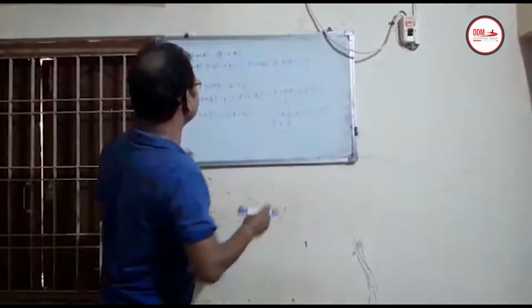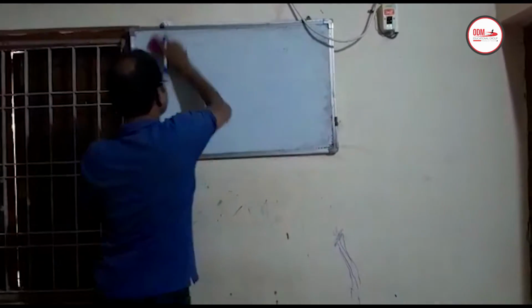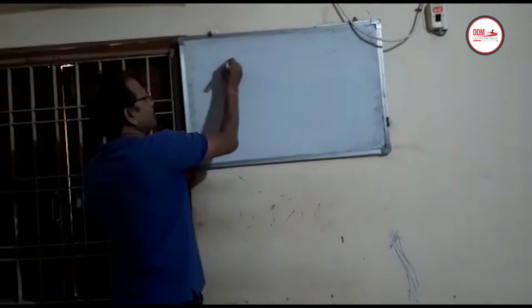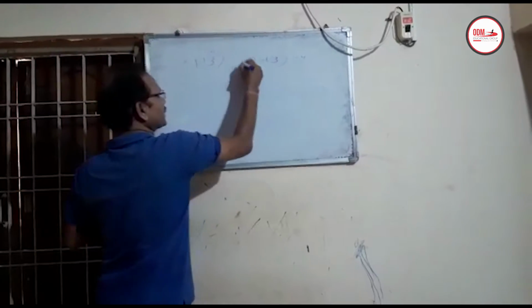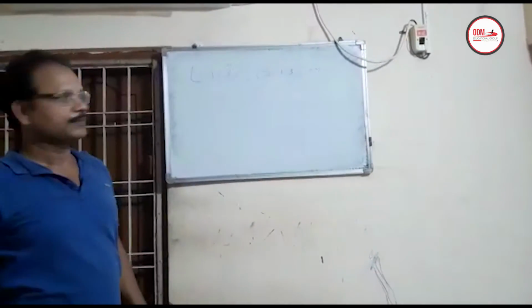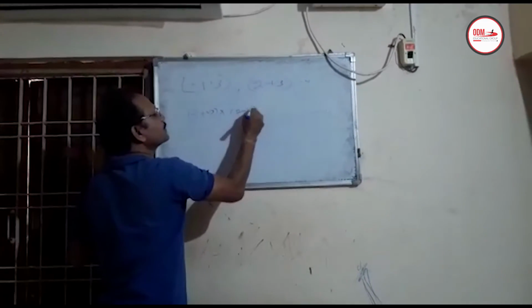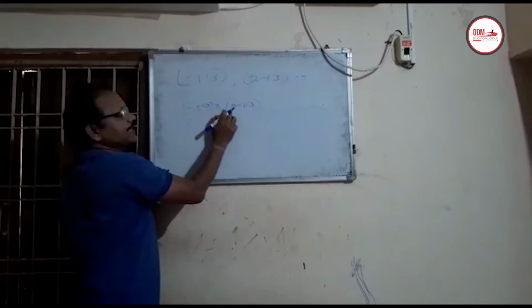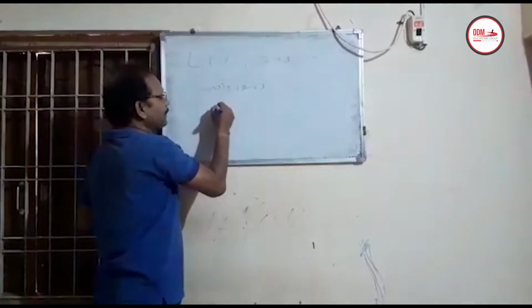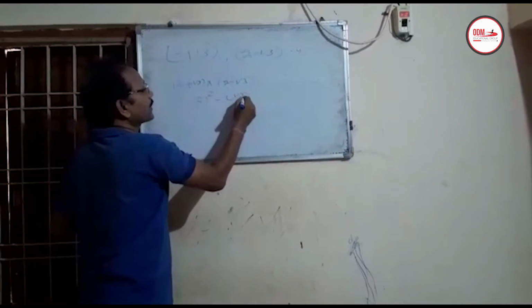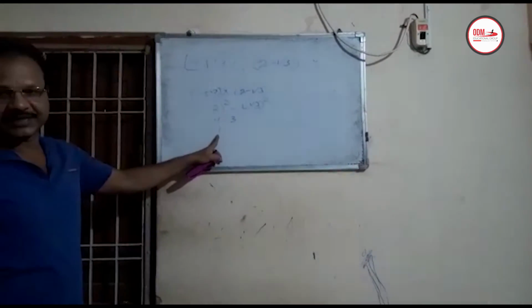Now come to the case of multiplication. Take 2 plus root 3 and 2 minus root 3. These are two irrational numbers. Now multiply them: 2 plus root 3 into 2 minus root 3. It is of the form a plus b into a minus b, so you apply the formula: a plus b into a minus b is a square minus b square. Now apply it: 2 square minus root 3 square, that is 4 minus 3, which is equal to 1, a rational number.